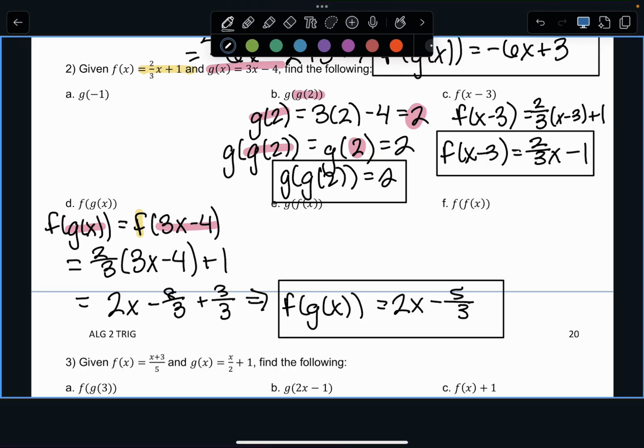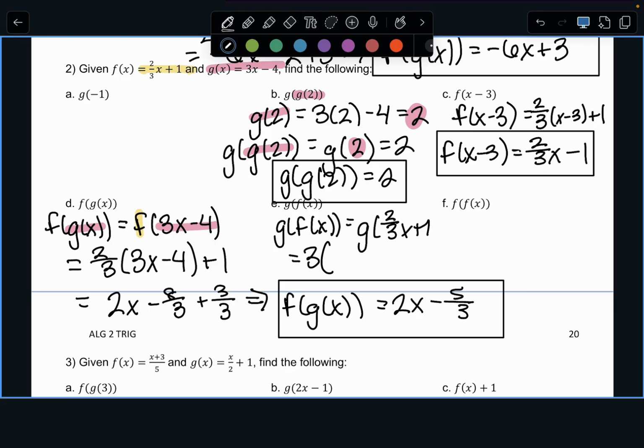Okay, next one. We're going to do it the other way. We're doing g of f of x. So this time, if I start in the middle, I'm plugging f of x, my yellow function, into my pink function. So all I did was take my f of x and replace it with what I know it is. And then I plug it into g. Anytime I see an x in g, I'm replacing it with 2 thirds x plus 1. So g is 3x, so 3 times 2 thirds x plus 1. That's the 3x part, and then minus 4.